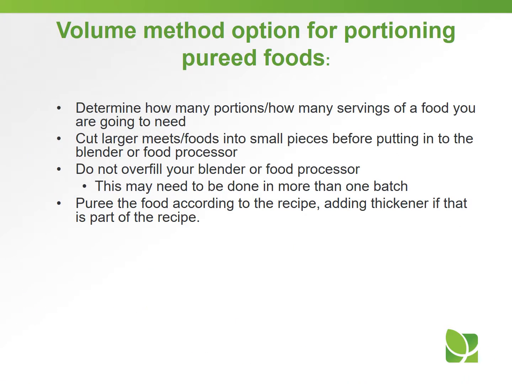Volume method option for portioning puree foods. Determine how many portions, how many servings of a food you're going to need. Cut larger meats or foods into small pieces before putting it in the blender or food processor. Do not overfill your blender or food processor. This may need to be done in more than one batch. Puree the food according to the recipe, adding thickener if that is part of the recipe.